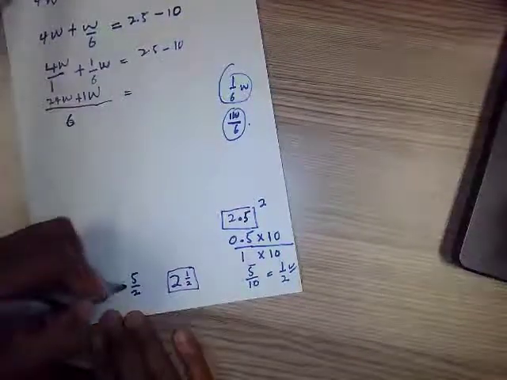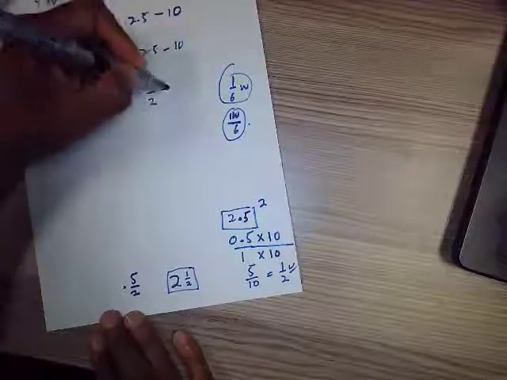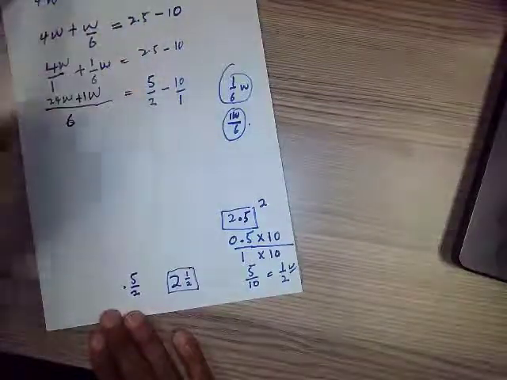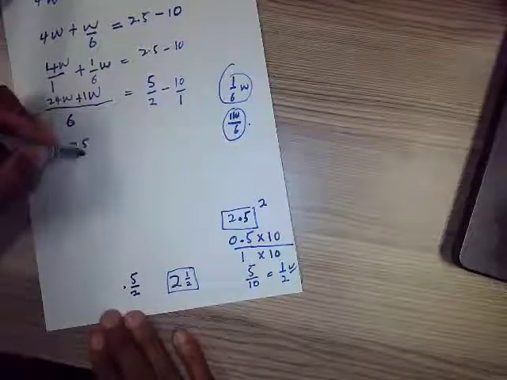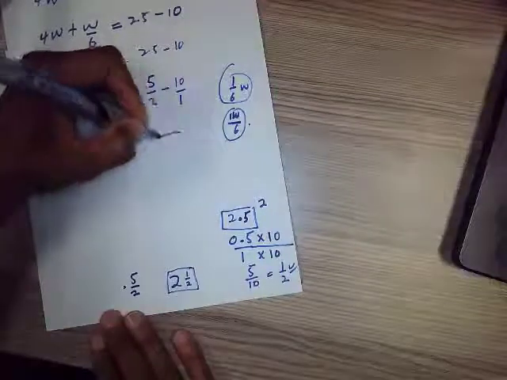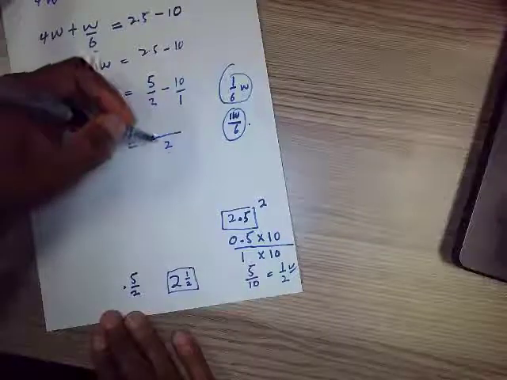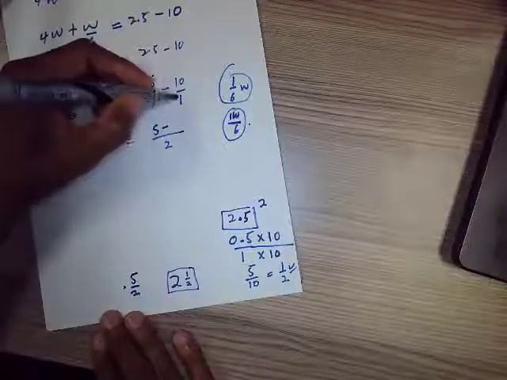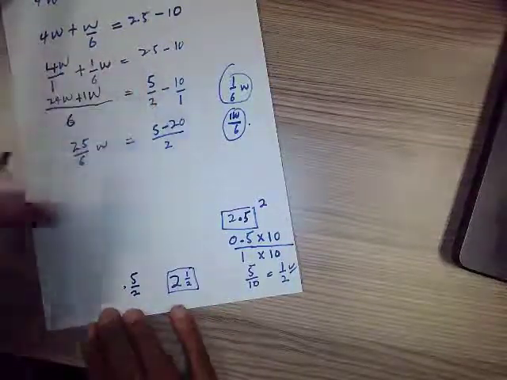So this here is 5 over 2 minus 10. 10 is 10 over 1. So that's how you deal with it. You can deal with this 2. They're going to give you 25 over 6w equals 2 into 1, 1. It's 5. Take down the sign. Minus 2 into that, 2 times 10, right?